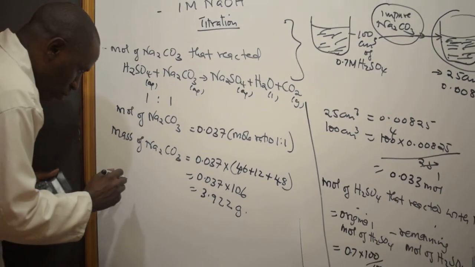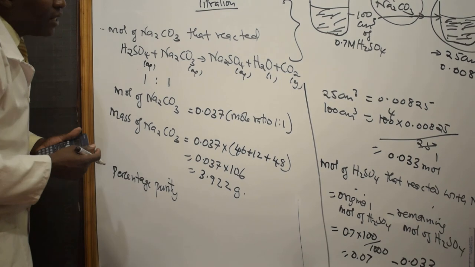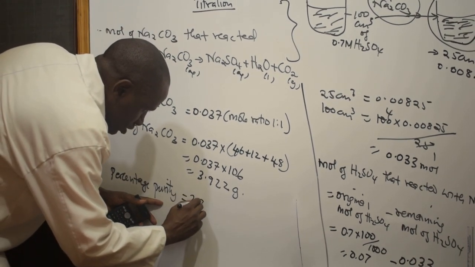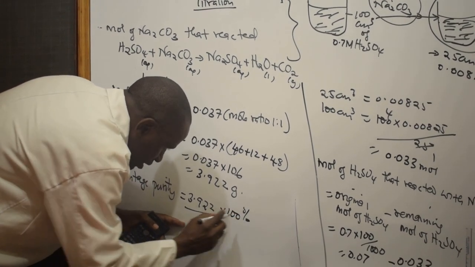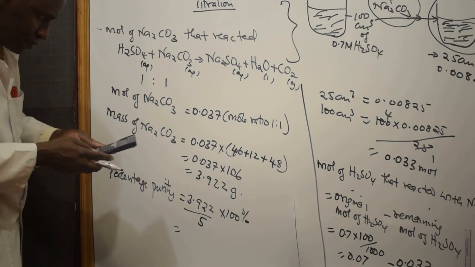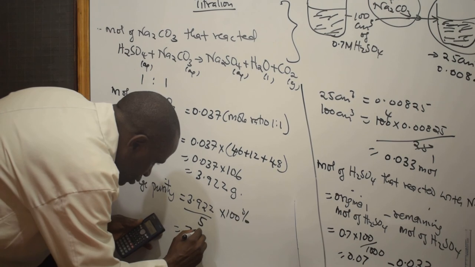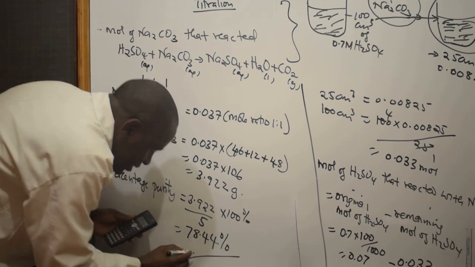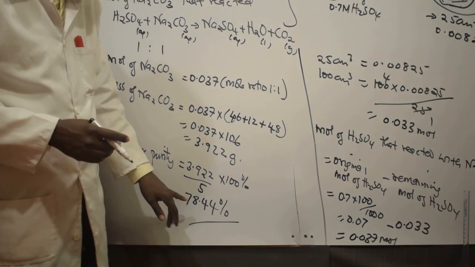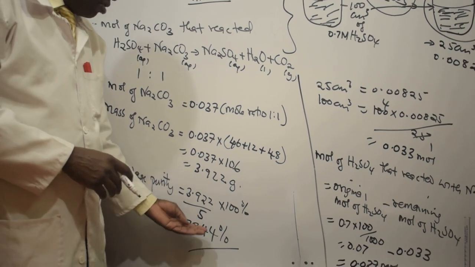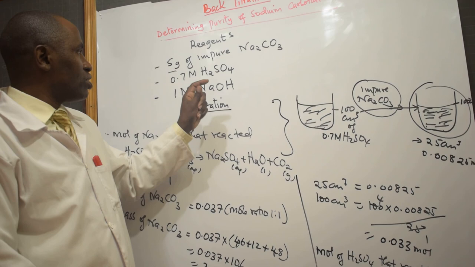Now, if I want to get the percentage purity of my sodium carbonate, it can be gotten from 3.922, I divide by 5, multiply by 100%. If you work this out, you'll get 78.44% purity. In other words, if you also want to get the percentage impurity, you can take 100 minus 78.44%.